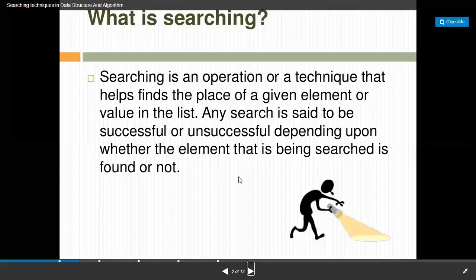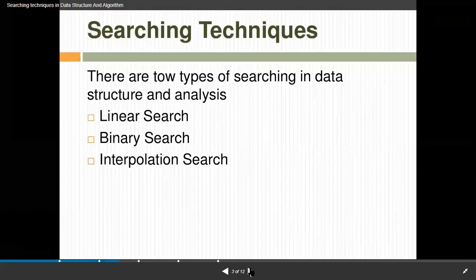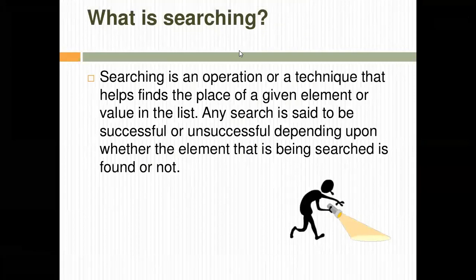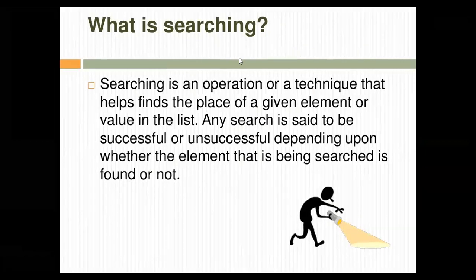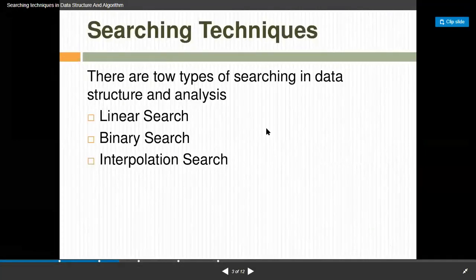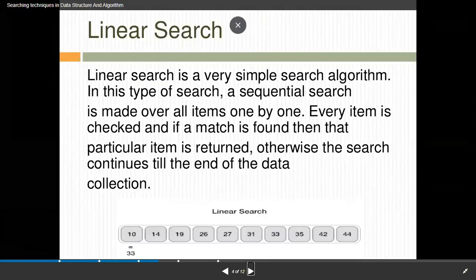I think you can see on the screen, any search is said to be successful or unsuccessful depending upon whether the element that is being searched is found or not. So the result of any searching can be that yes, I found the element, or no, I didn't find the element. These are the two types of result it can be. Now, as I've said, these are the three searching algorithms that we will talk about: linear search, binary search, and interpolation search. So let's start with linear search first.